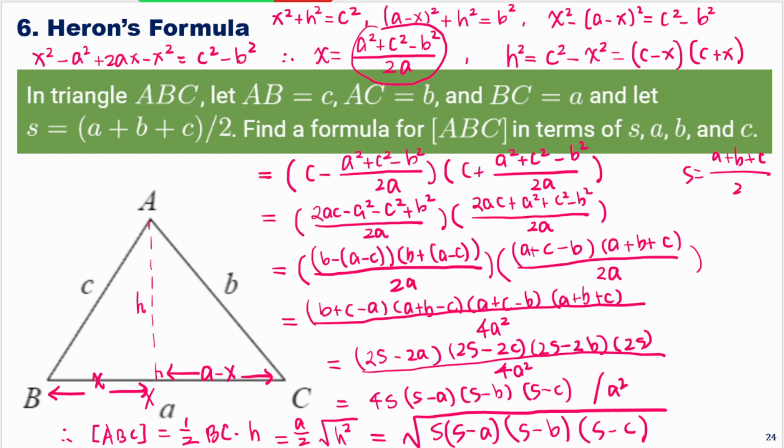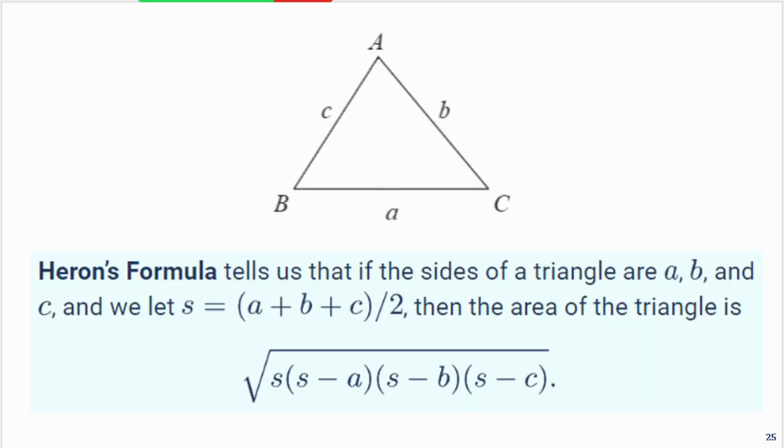then the area of that triangle can be found by using the square root of s times (s minus a), (s minus b), (s minus c). So in summary, Heron's formula tells us that if the sides of a triangle are a, b, and c, and we let s equal half of the perimeter of that triangle, which means s equals half of (a plus b plus c), then the area of that triangle is given by this formula here. Square root of s times (s minus a) times (s minus b) times (s minus c).